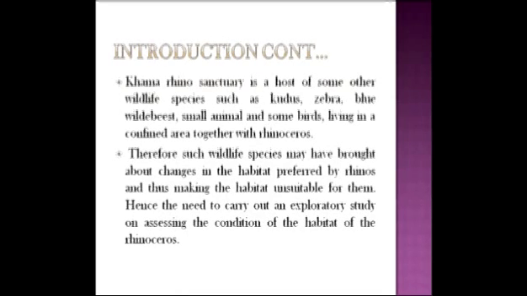Introduction continues. Khama Rhino Sanctuary is host to some other wildlife species such as eland, zebra, blue wildebeest, small animals, and some birds living in a confined area together with rhinoceros.